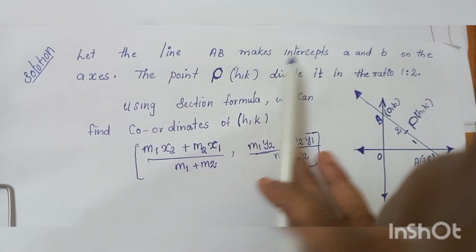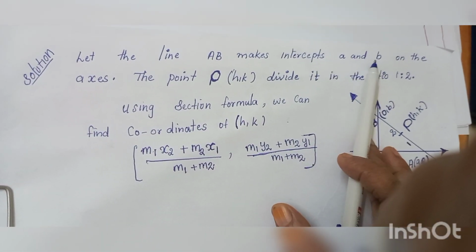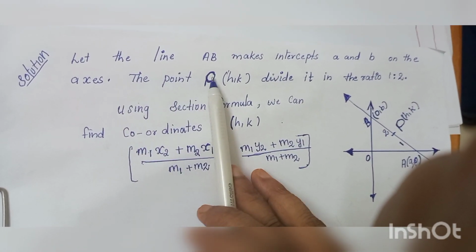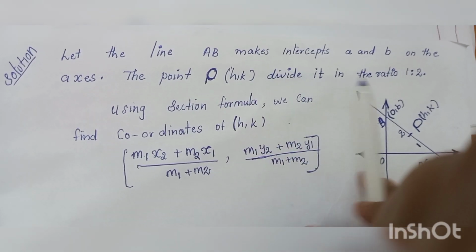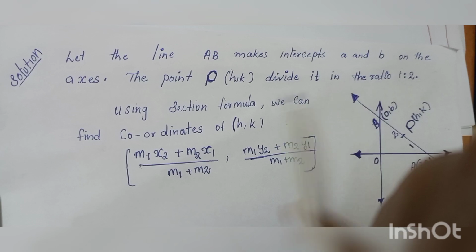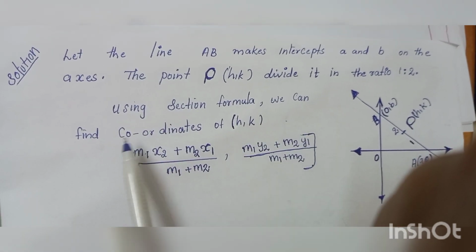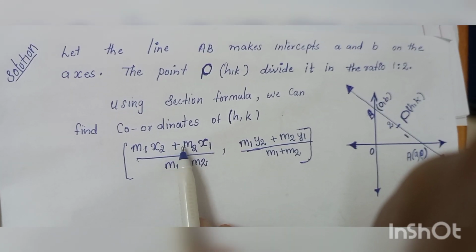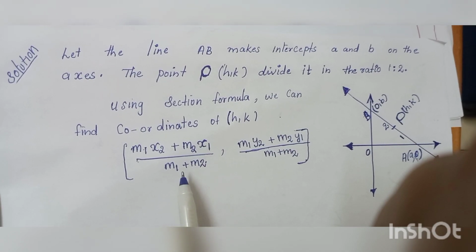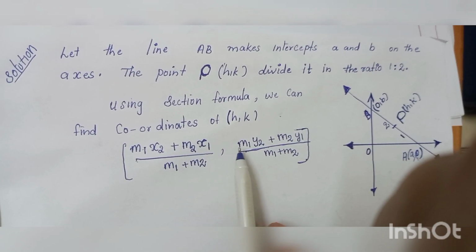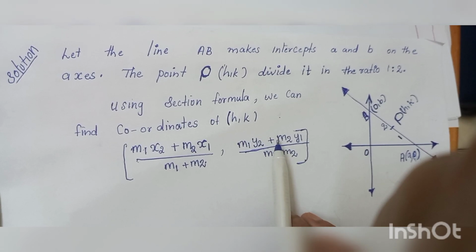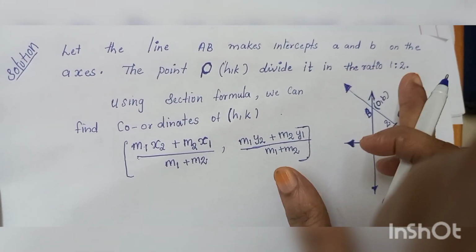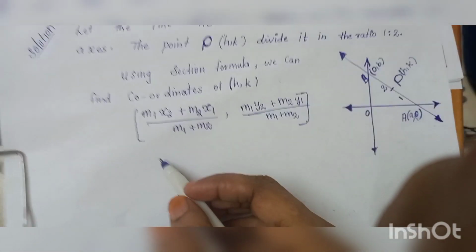Solution. Let the line AB make intercepts a and b on the axes. The point P(h, k) divides it in the ratio 1:2. Using the section formula, we can find the coordinates of (h, k). So what is the section formula? m1 x2 plus m2 x1 divided by m1 plus m2, and m1 y2 plus m2 y1 divided by m1 plus m2. What is the ratio here? 1:2.